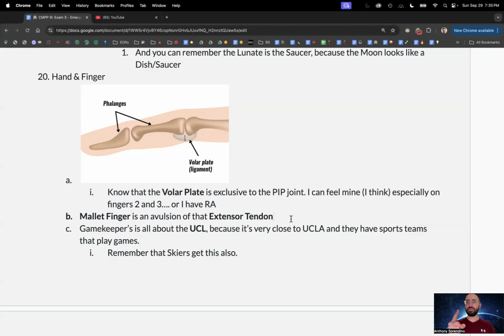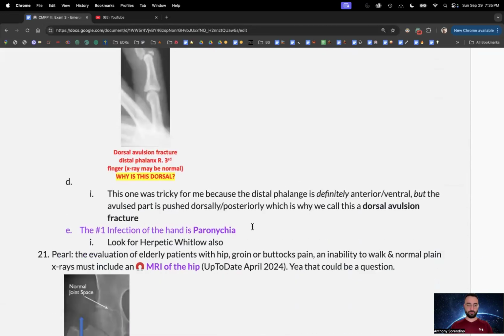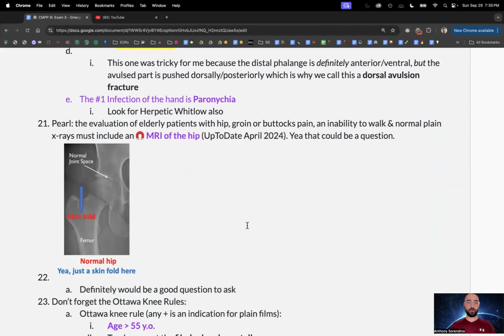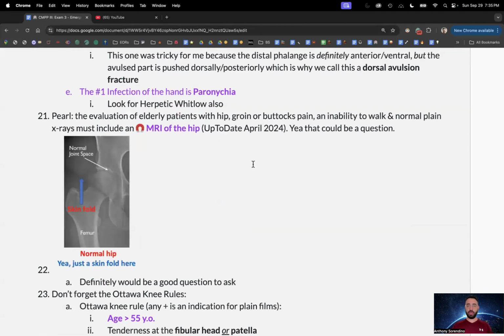So when you splint them, and I think this is like 6 months or something crazy, it has to be in full extension because you need that tendon to be joined. And if you just do that for a little bit, it's going to rip apart again. So you have to splint them in full extension. Number 1 infection in the hand is paronychia. Look for herpetic whitlow. MRI of the hip to look for avascular necrosis and stuff. Yeah, elderly patients with hip, groin, or buttocks pain.